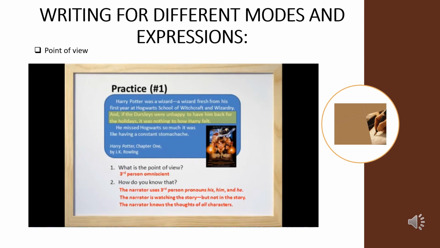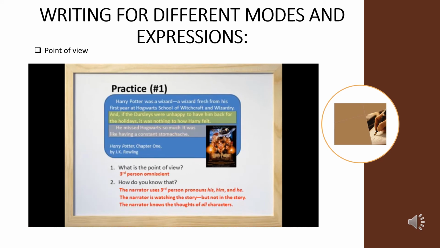It says, "And if the Dursleys were unhappy to have him back for the holidays, it was nothing to how Harry felt." Did the Dursleys say that they were unhappy Harry was going to visit them? No. This was a silent thought they had, and the narrator knows this thought. The narrator knows what the Dursleys think.